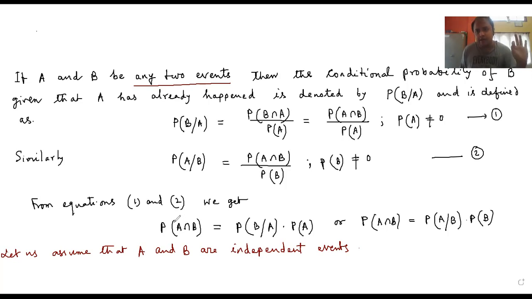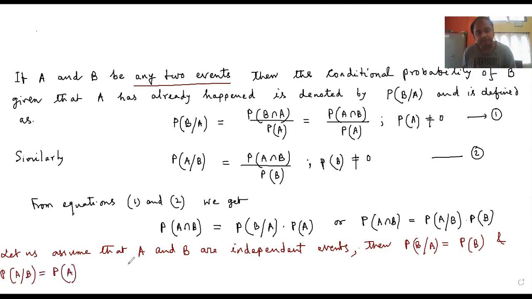The happening of one event doesn't depend upon the happening of the other event. So that we know as independent events. So if A and B are independent events, it is quite natural that in that case, probability of B given A will be simply probability of B, and probability of A given B will be simply probability of A.